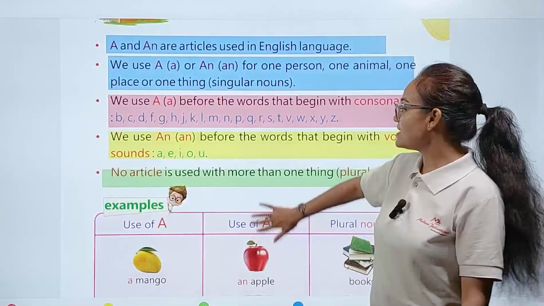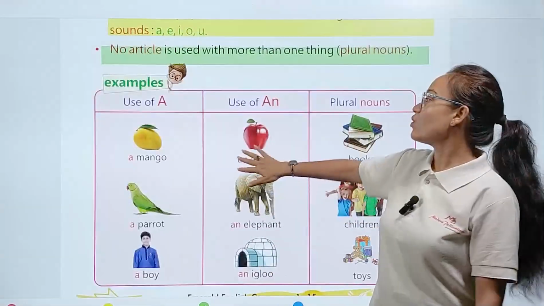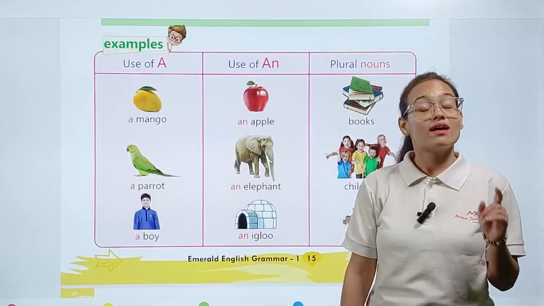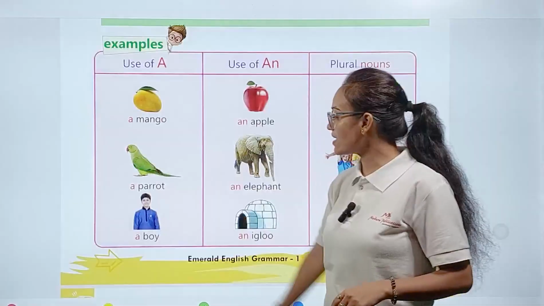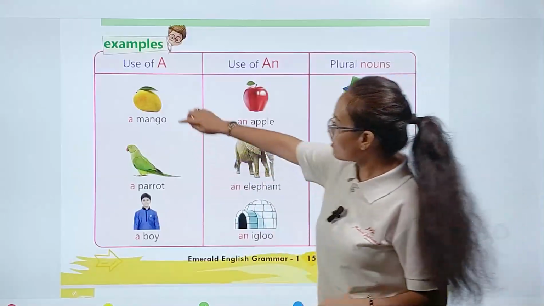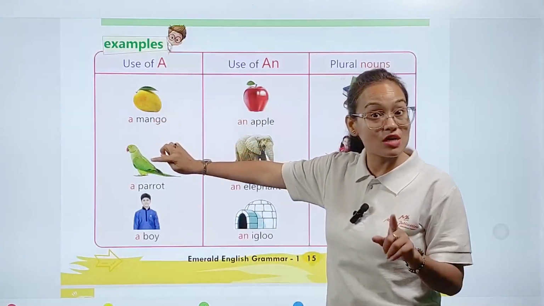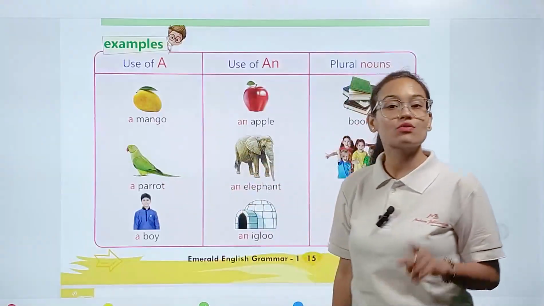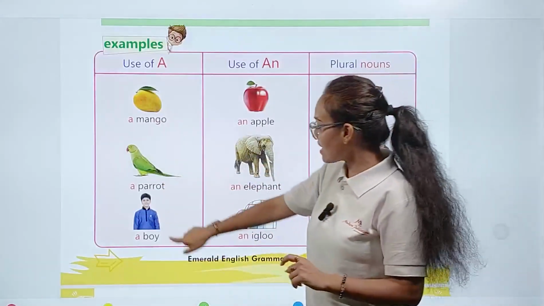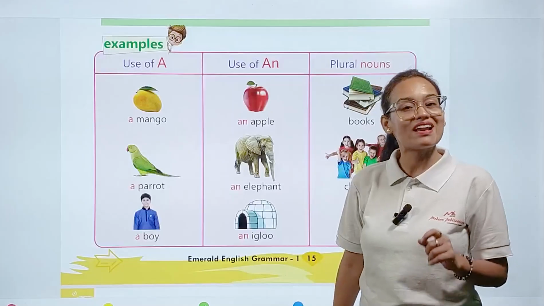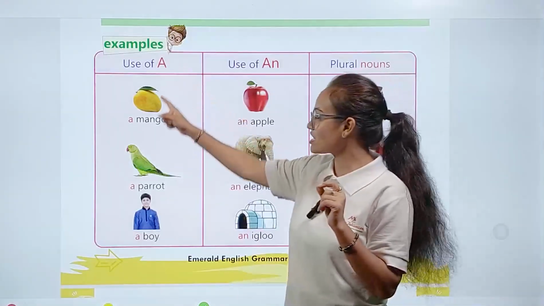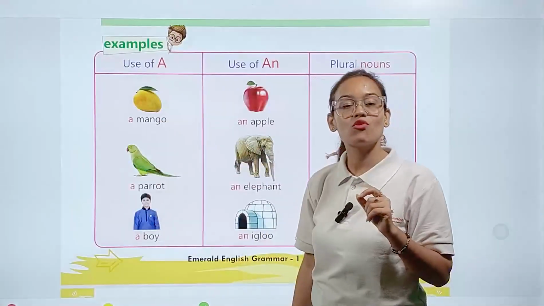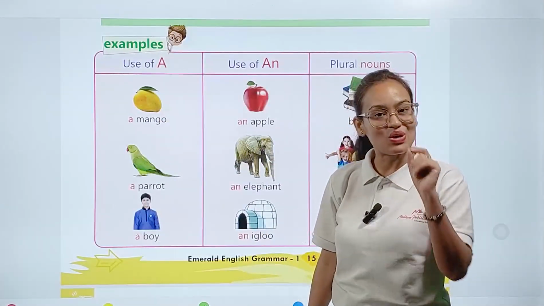Now you can see examples where we use the article A: a mango, a parrot, a boy. Mango starts with M, and M is a consonant. Parrot starts with P, and P is a consonant. Boy starts with the alphabet B, and B is a consonant. So here you can see we use A before the words which start with a consonant.